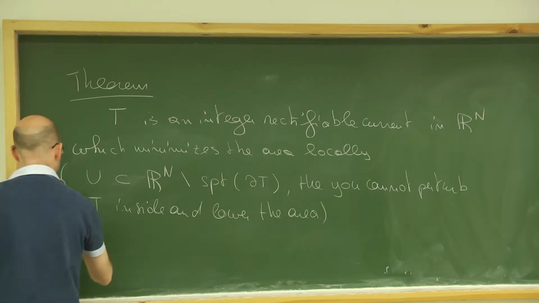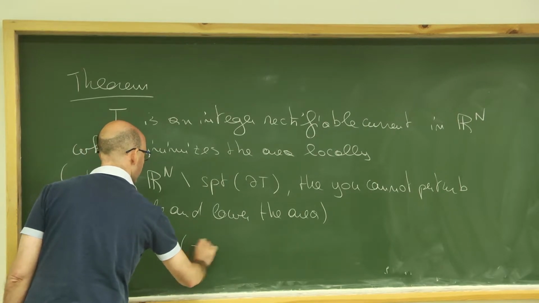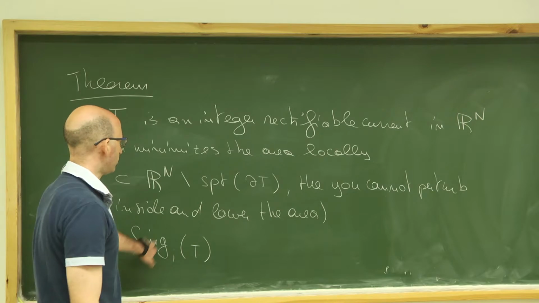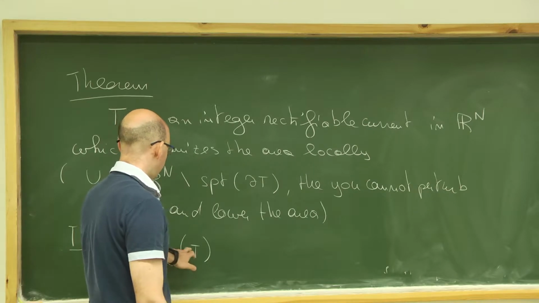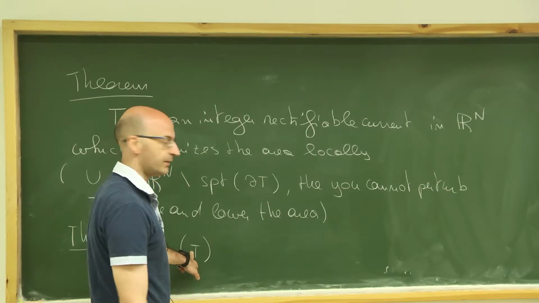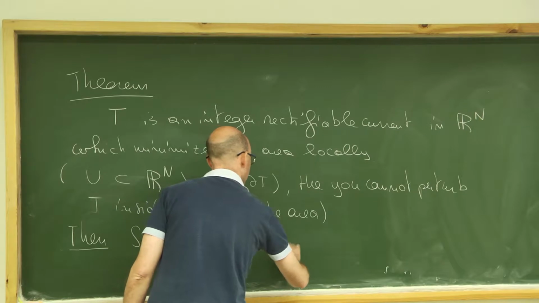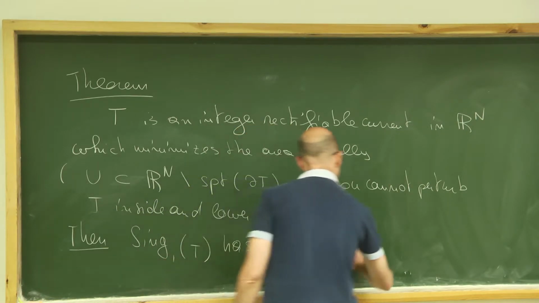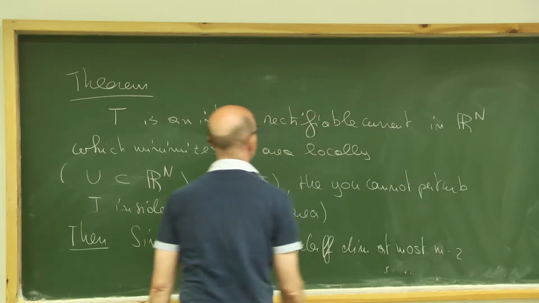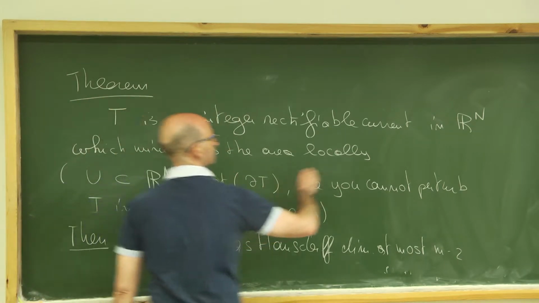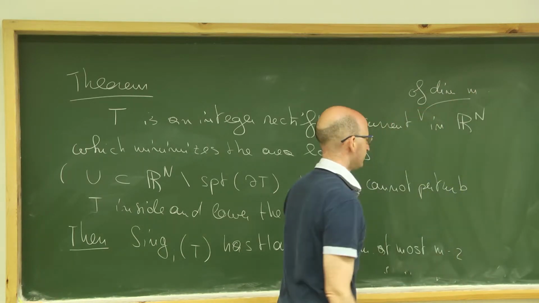Then the theorem says that the singular set in the interior, so this is the set of points which are not in the support of the boundary, for which there is not a neighborhood in which T can be represented as a smooth submanifold times a constant multiplicity, has Hausdorff dimension at most m minus 2, if m is the dimension of the integer rectifiable current. This is the theorem that one would like to prove.